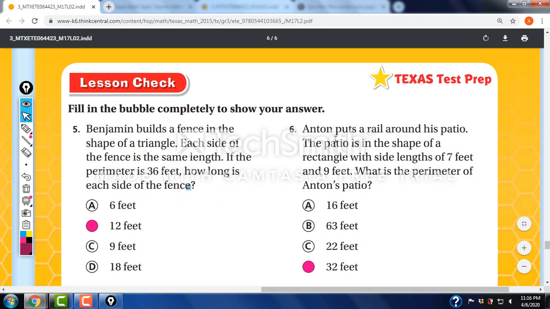Number 6, Anton puts rail around his patio. The patio is in the shape of a rectangle. There's your key right there with side lengths of 7 feet and 9 feet. What is the perimeter? So one side is 7 and the other two, it's congruent to the other side. So that's 14 plus 18, and that gives you 32 feet.